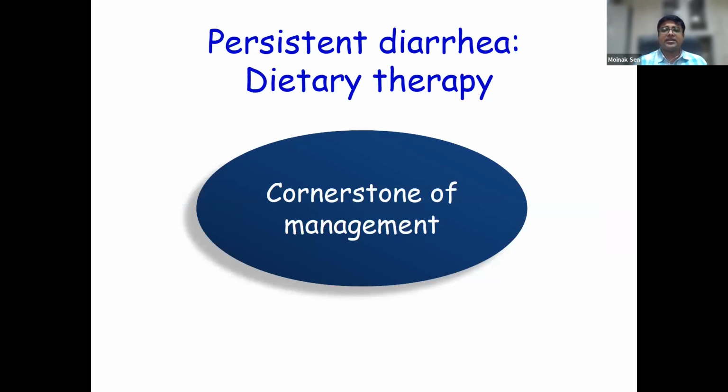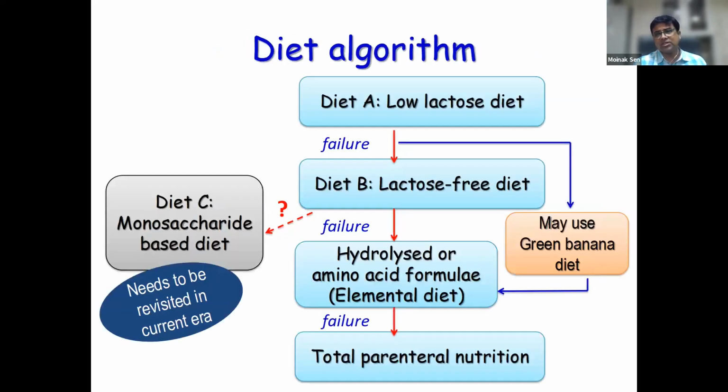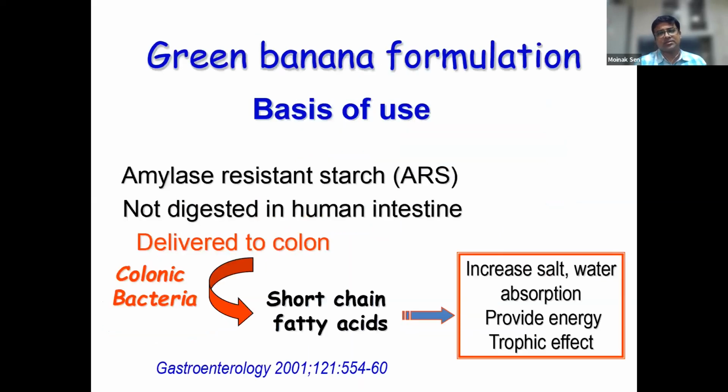In persistent diarrhea, there are dietary therapies that are available, and dietary therapy is a cornerstone of management. Initially, you start with a low lactose diet. When that fails, you give a lactose-free diet, and then you may use a green banana diet, you may use a hydrolyzed diet, and finally, when everything fails, you go for total parenteral nutrition. There used to be a concept of giving diet C, which is a monosaccharide-based diet, but that is no longer practiced in today's times.